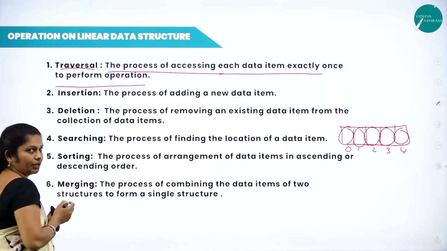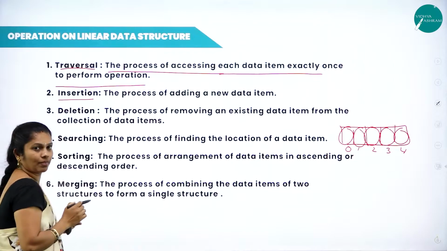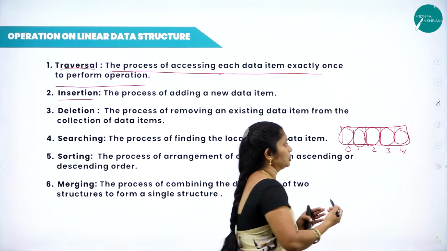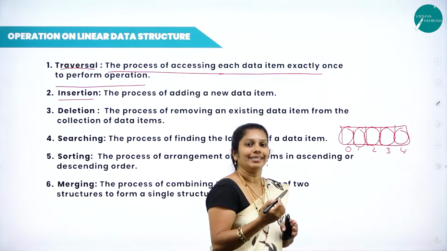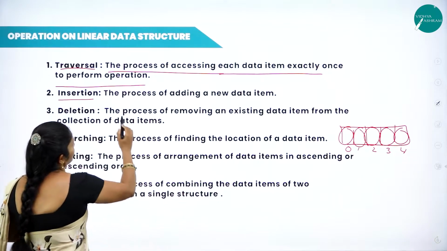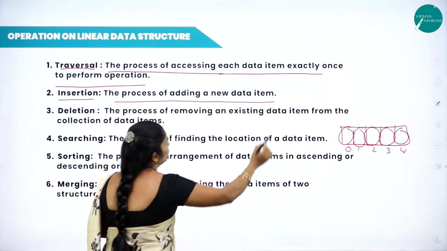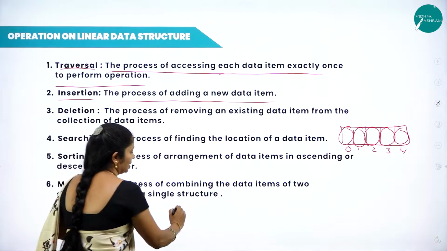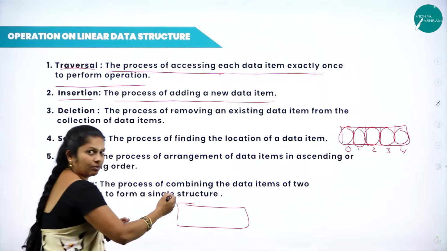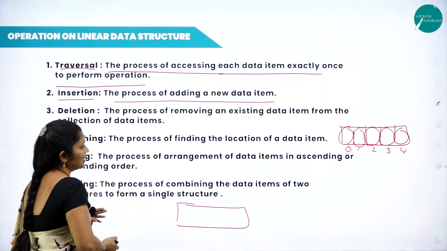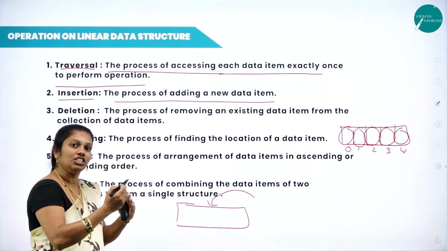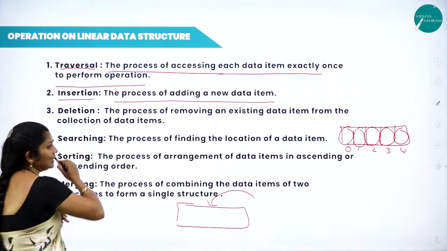Under this, the second operation is insertion. Consider we have a list of students. Whichever position I want, on that position I can insert the element. That is insertion. It is a process of adding a new data item. Consider this is the memory location. Traversing means visiting each element from the beginning one by one, whereas insertion means whichever element I want, I can insert on whichever position I want. That is insertion.